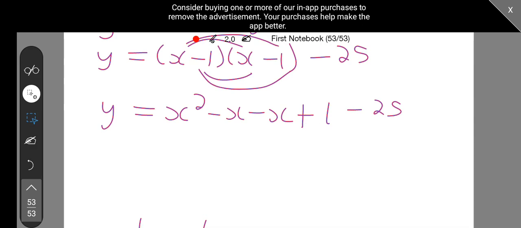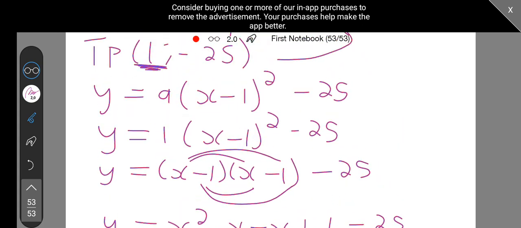By simplifying here, we can say that y is equal to x squared. What is minus x minus x? That gives us minus 2x. And what is positive 1 minus 25? That gives us minus 24. This means that the equation is given as y is equal to x squared minus 2x minus 24.